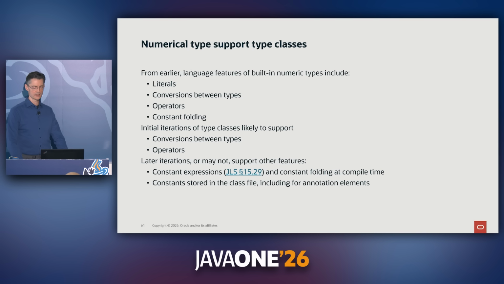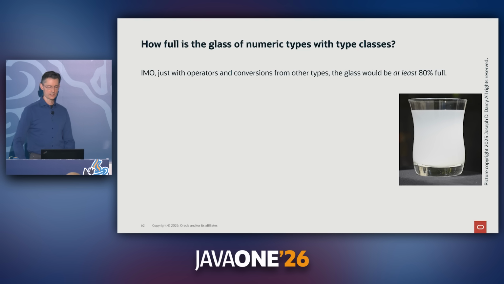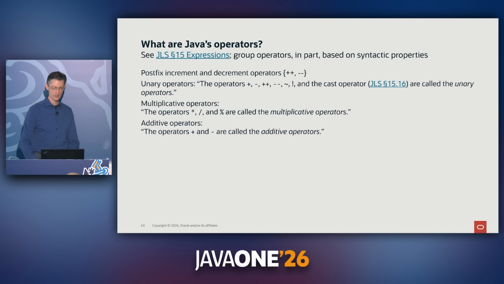Doing something like literals, there's various challenges to that. And one of the reasons is it's involving a very tight loop inside the compiler. So if we just had operators and conversions, I think the glass would be at least 80% full. So that's still pretty good if you're thirsty, to quench your thirst. So I think that would still add a lot of utility to the platform.